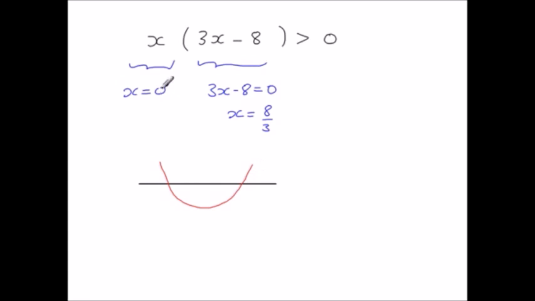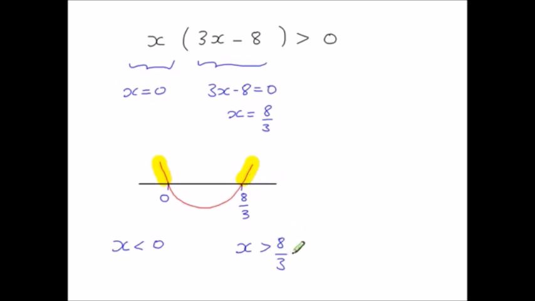And we have 0 and 8 over 3, so on the number line 0 is on the left and 8 over 3 is on the right. Greater than 0 means the region above this line, so x is less than 0 and x is greater than 8 over 3. Okay, so the graph is above the line here for values of x which are less than 0, and the graph is above this line here for values of x more than 8 over 3.